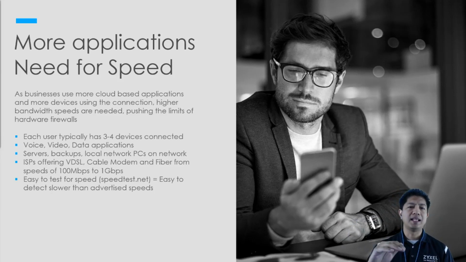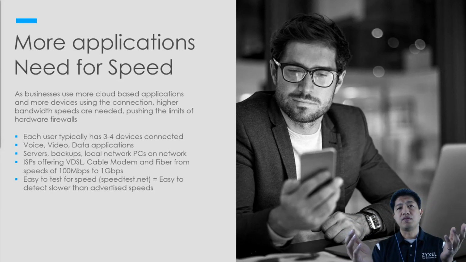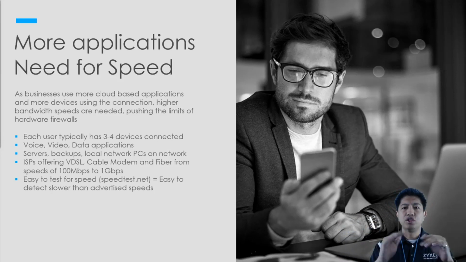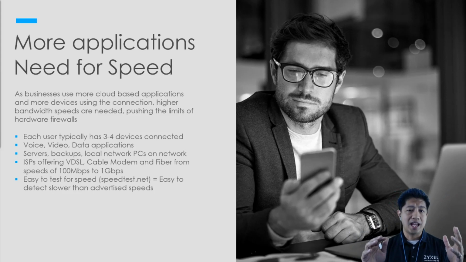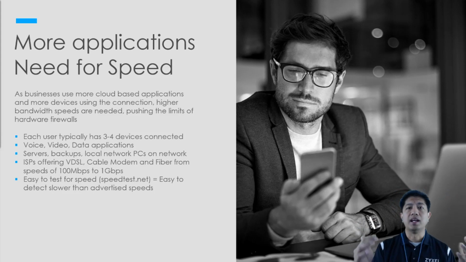You may already be planning these things when you're planning out an application or a network environment. Typically, we say every user has 3 to 4 devices connected. We know they'll use voice, video, and data applications. There might also be servers, backups, cloud machines, backups to the cloud, backups to local PCs, and the PCs all have to have access to the cloud as well. The ISPs are racing to see who can have the best offering. It's all about getting that edge of, I have a higher speed than them for the same price or even less. So 100 megabits to 1 gig or even higher is available today, and it's becoming more and more affordable.